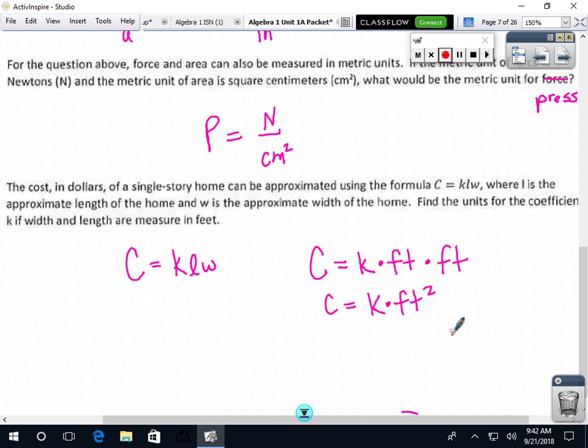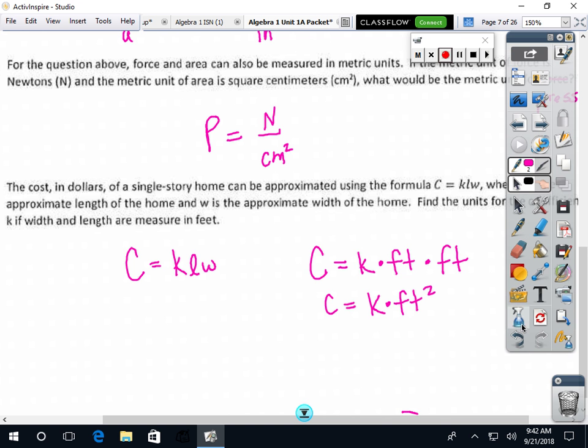Okay, now flip the page and we're going to go to something even easier. April, put it up on the wall, please.